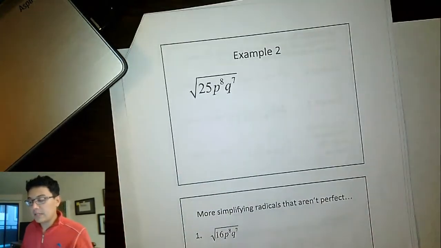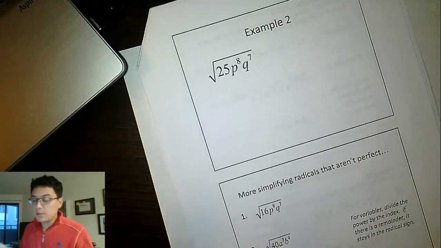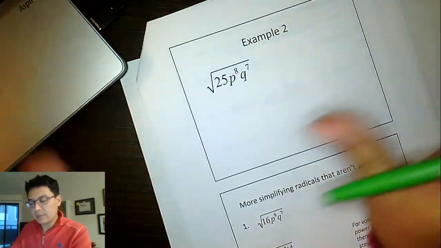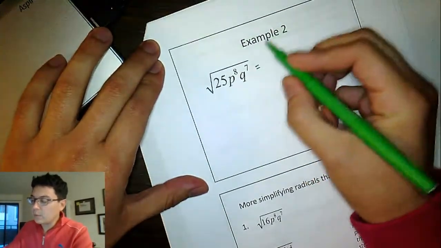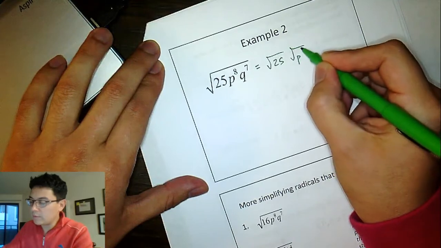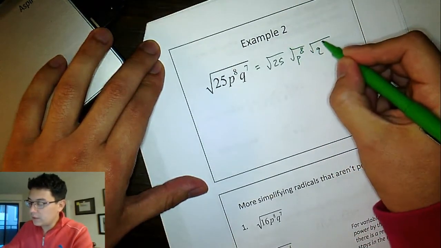So we have another example here. This time we have variables though. Here's what I'm going to suggest you do. Use the product rule. We kind of did this the last time, a little bit early, but it's the same idea. We're going to break this into the square root of 25 times the square root of p to the 8th times the square root of q to the 7th.